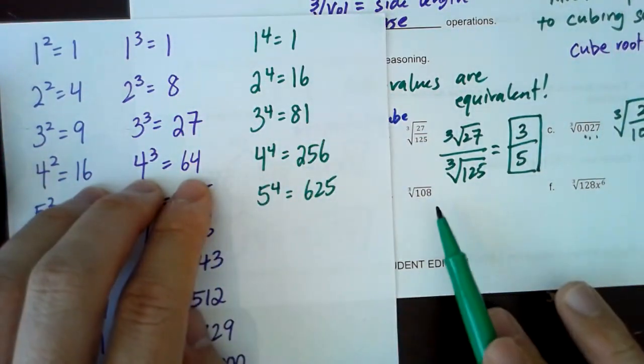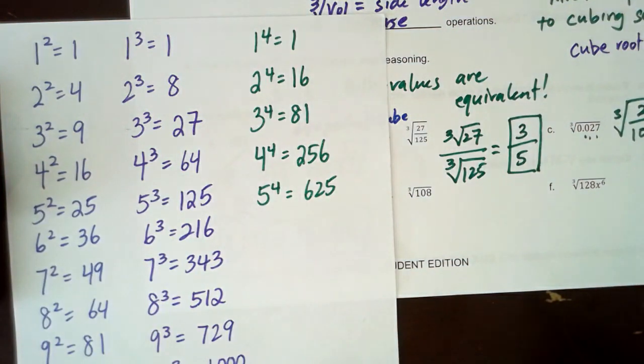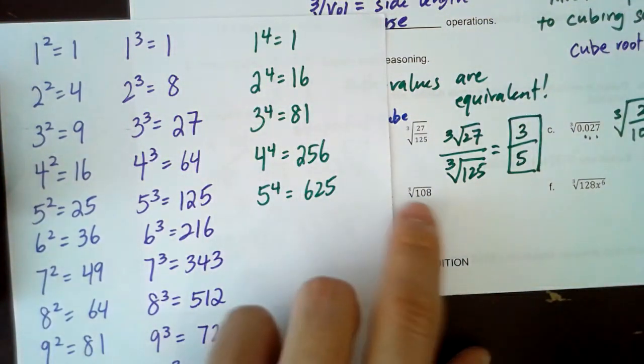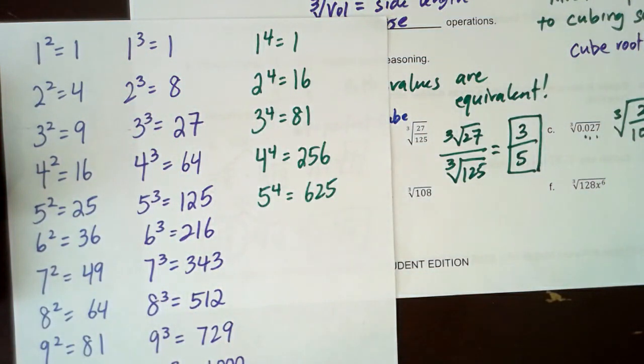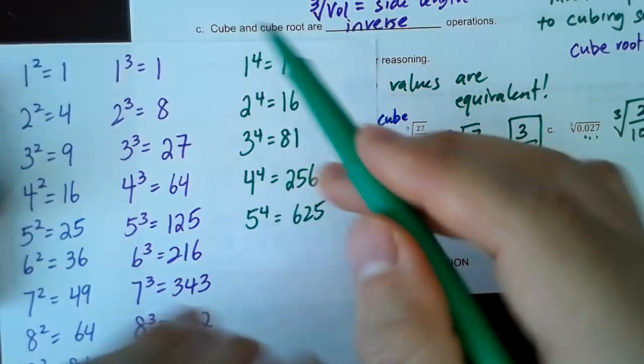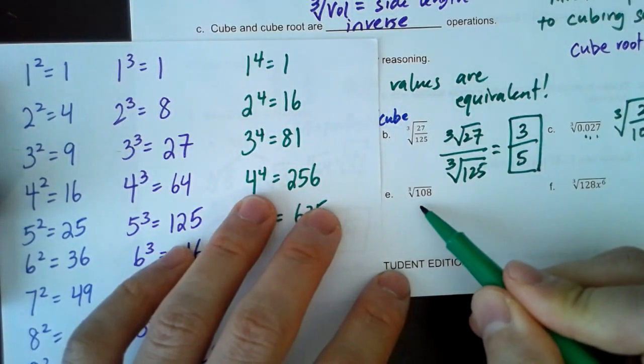Is 8 a factor of 108? It looks like it can be because it ends in 8, but actually 108 divided by 8 is not a whole number. I think it's going to be like 13.5 or something like that. So we know that it doesn't work. So we know that 27 is the choice.